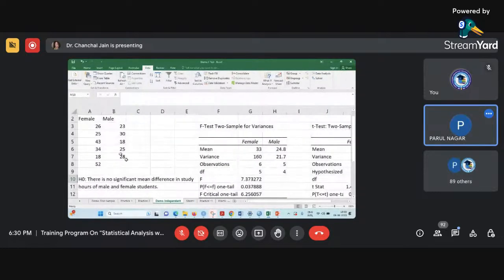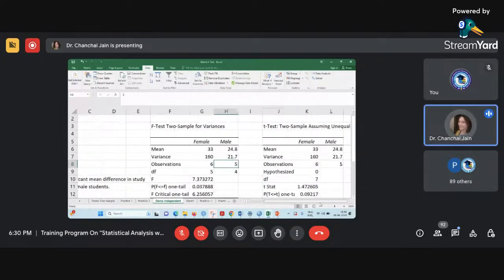Ma'am, that is the case of the independent sample t-test. In that case, whatever two categories you are having, it is not mandatory that the number of observations in both categories should be the same. So you can see it is giving us 6 observations for female and only 5 observations for male. So there is no problem in the case of the independent samples t-test. Okay, thank you so much.